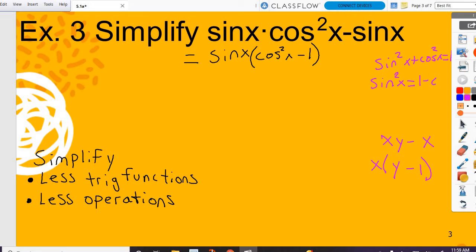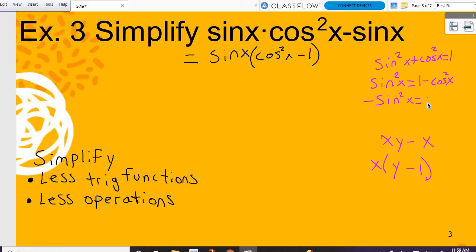So I would have 1 minus cosine squared of x. Agreed? But what's different about that one than the one I have in the parentheses? Both those signs are flipped. So what could we do to flip our signs? Multiply both sides by -1. Agreed. So we get negative sine squared of x equals, so that's going to flip both of our signs. So we would get a positive cosine squared of x minus 1 now instead.